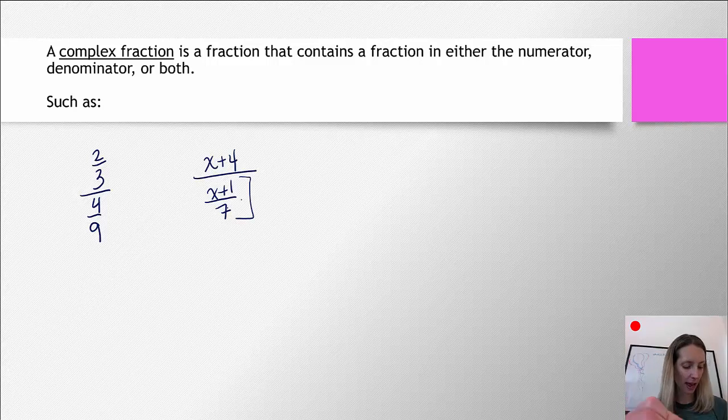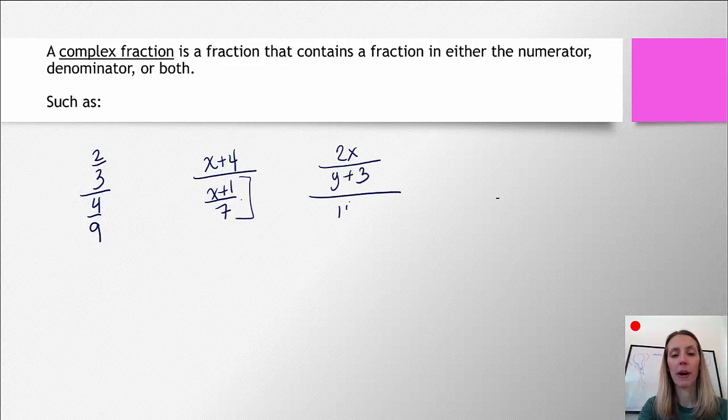Okay, so what else do we have? How about if we have 2x/(y+3), all divided by 12. So we see this time, where's the complex part of this? In the numerator. The 2x/(y+3) is the numerator, and then we have just that non-complex 12 in the denominator. One more example that's going to be even more complex.